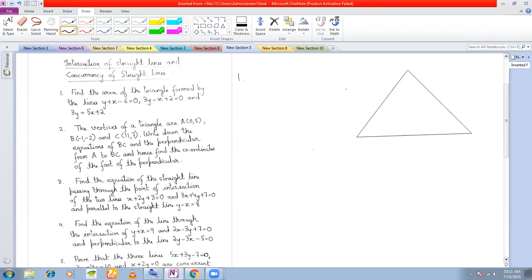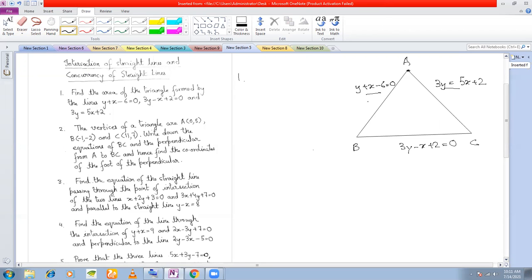Let us say that the straight lines here are y plus x minus 6 is equal to 0. This is one straight line. It's called this triangle ABC. And let us say that this equation is 3y is equal to 5x plus 2, right? And let us say that the third here is 3y minus x plus 2 is equal to 0. So you see that this line and this line intersect at A. Again, this line and this line intersect at B, and this line and this line intersect at C.